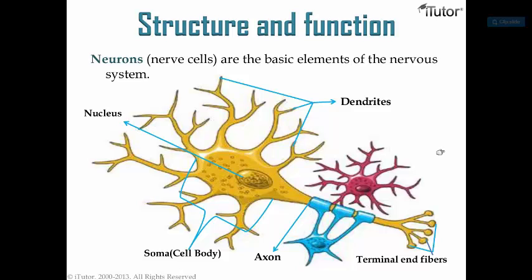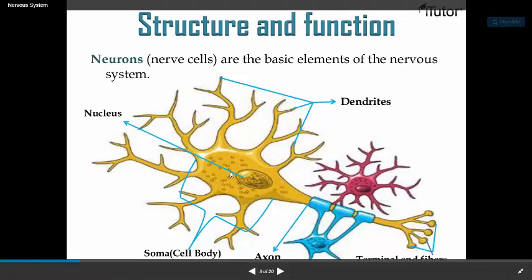So, the nervous system is formed of two types of system, the central and the peripheral. One of the most important components of the nervous system is the neurons, or the nerve cells. The nerve cells are formed of, first of all, what we call the cell body. The cell body is the part of the neuron that contains the nucleus and organelles.